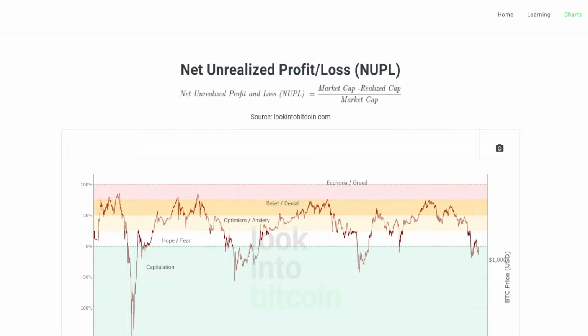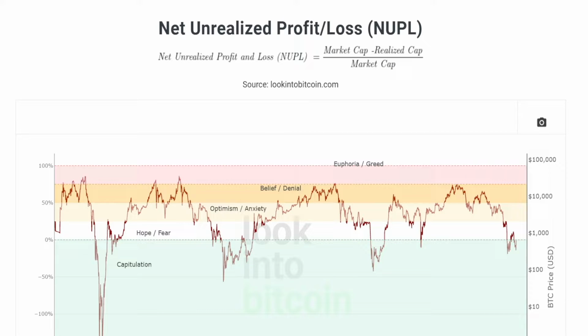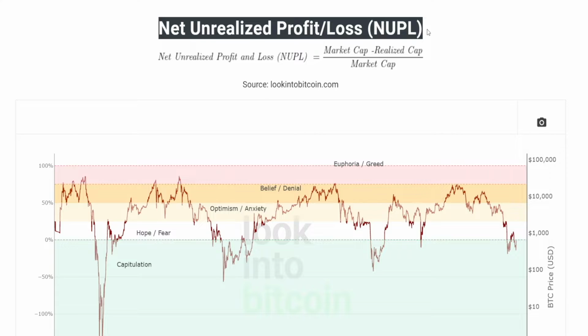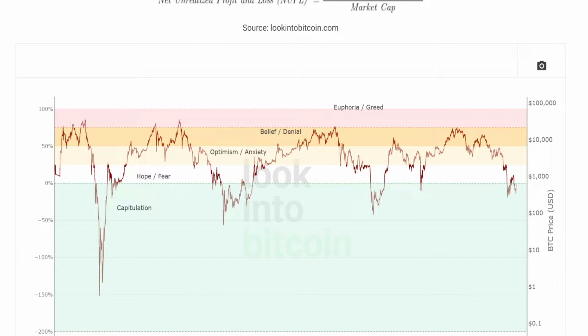And one of the best ones that I've found so far is this net unrealized profit or loss, also known as the NUPL. So you take the market cap and you subtract the realized cap, and then you divide it by the market cap again, and you get this net unrealized profit loss number, okay? And so this number is supposed to show you, of the total market, how much is in profit or how much is in loss.